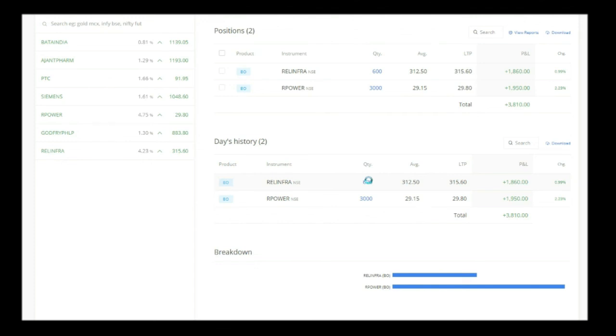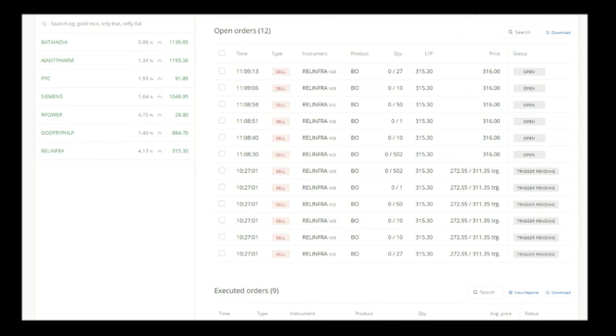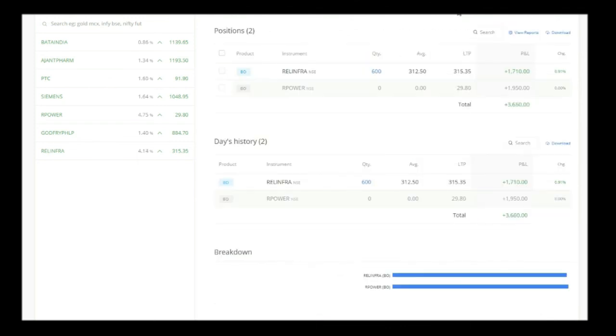Okay, I think RPOWER is nearing my target, but it is not hitting 30.10. Yeah, it is near my target. Yeah, my order got completed in RPOWER. My target got achieved, and it booked nearly 1950 rupees. And the balance in RELINFRA is still in position. I'm expecting 2000 rupees from RELINFRA also.